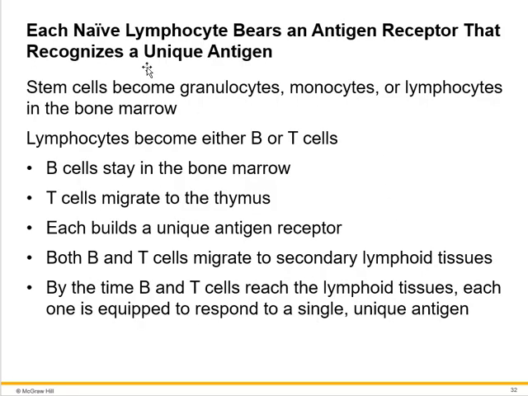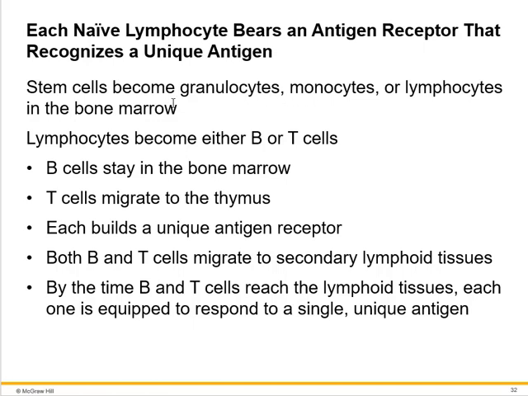So each naive lymphocyte bears this antigen receptor that recognizes a unique antigen. And again, they start out as a stem cell. They become all these different white blood cell types in the bone marrow. Lymphocytes can, and there's two different cell lines, by the way, two different stem cells. So there's the myelogenic, and then there's the lymphogenic stem cell line, and the lymphocytes are actually on a different stem cell line than granulocytes, just FYI on that.